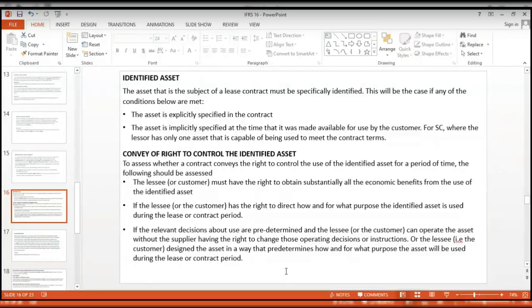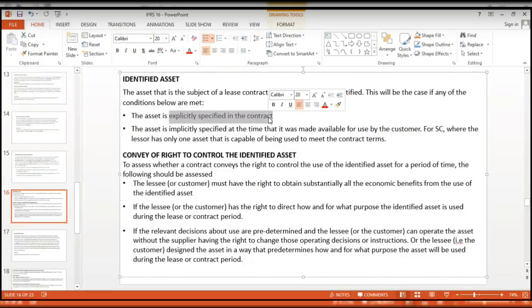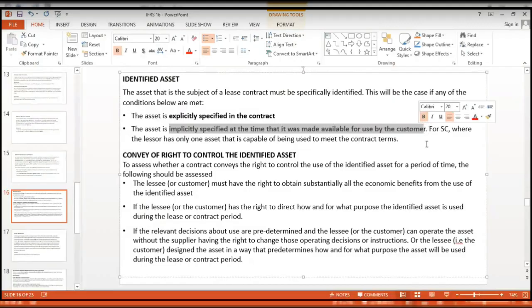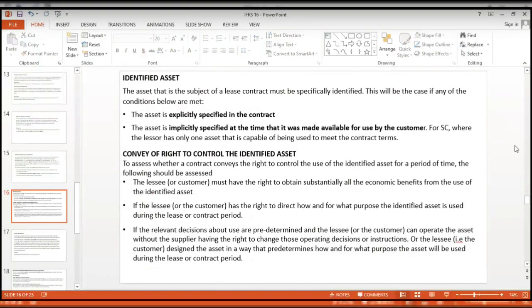So, identified assets. You must be able to identify. So the asset that is the subject of the lease contract must be specifically identified. That will be the case if any of the conditions below are met. The asset is explicitly specified in the contract. We know the asset in the contract. The asset was implicitly specified at the time that it was made available for use. You can see it, you can feel it, or the name of the asset is written there. That's identified asset.